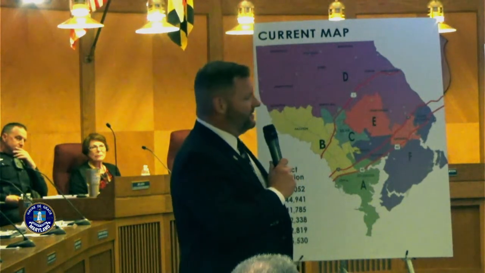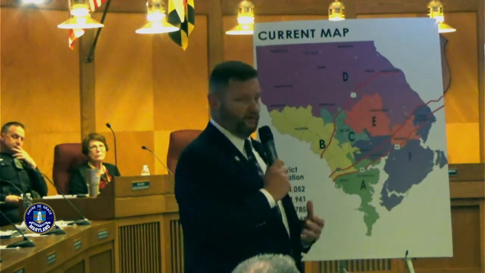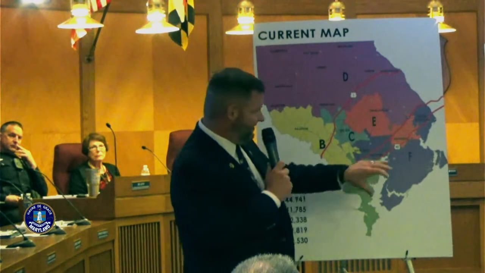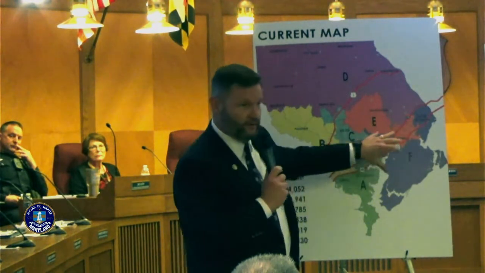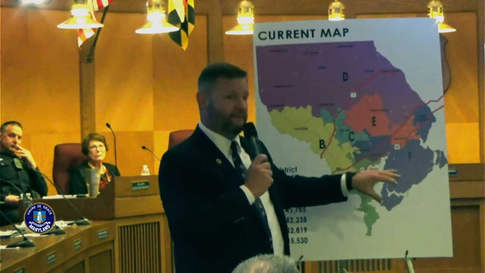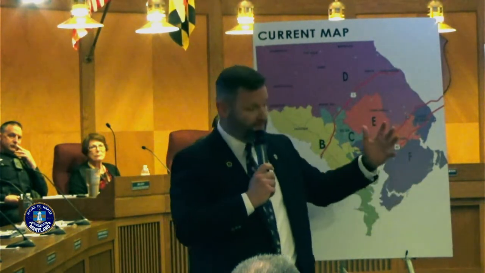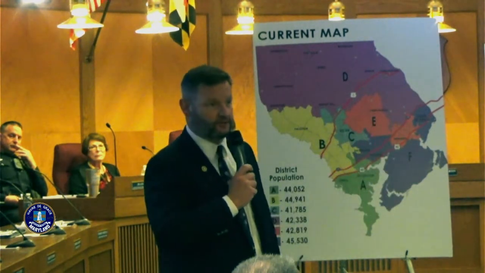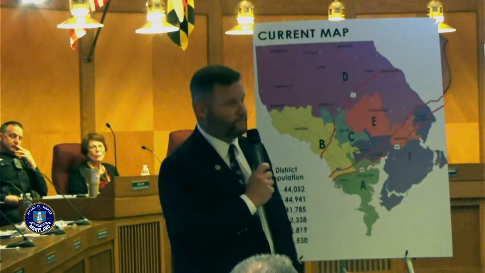So the city of Havre de Grace became very involved because we feel we should be involved, because we feel that our representation is very jigsawed on this councilmanic map. And we actually became very close with the city of Aberdeen, who had similar concerns as well with how their district looked. But here's the catch.